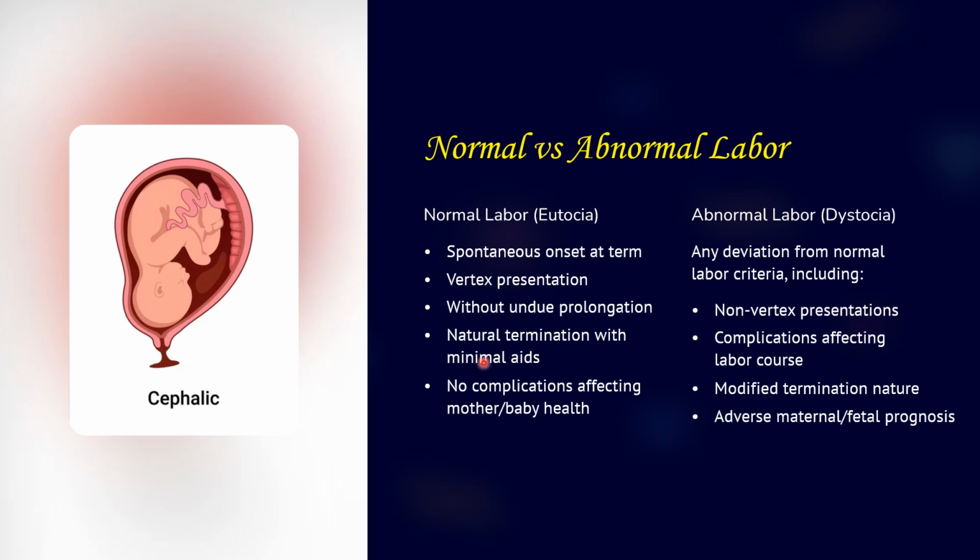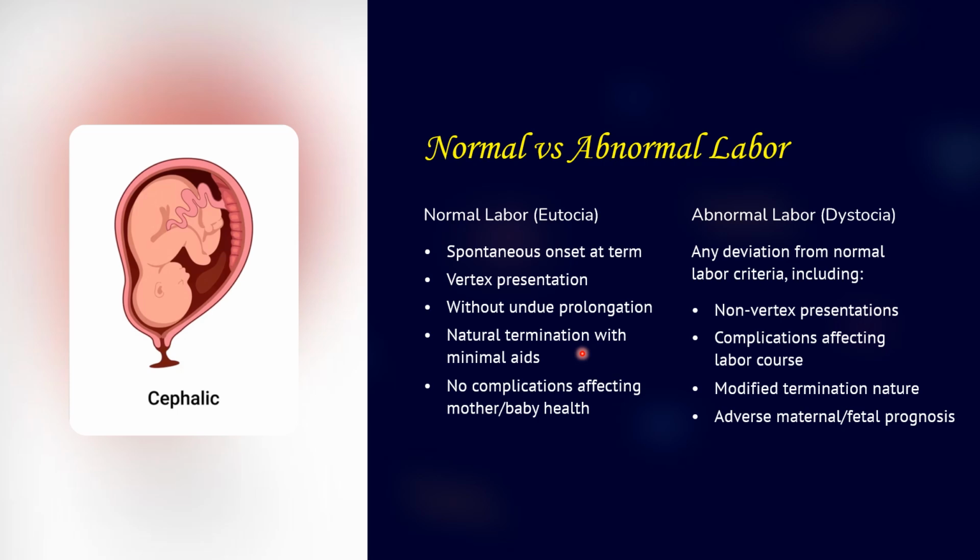Number 4 is natural termination with minimal aid, which means the delivery should happen through normal vaginal delivery, with minimal aid, which is only perineal support. Number 5, this labor should have no complication affecting both the mother and the baby's health.